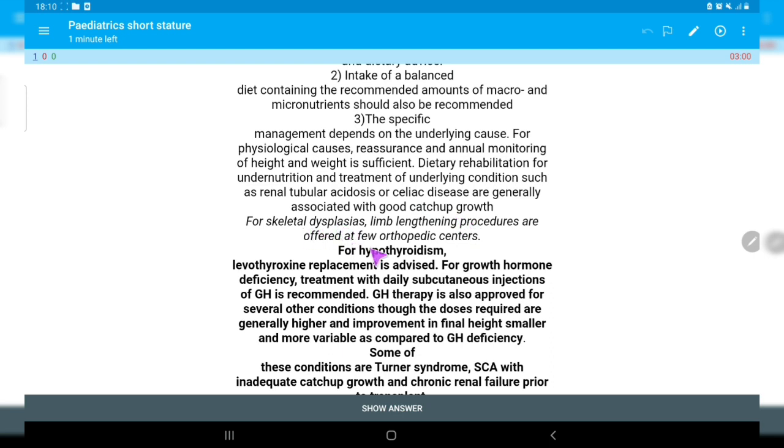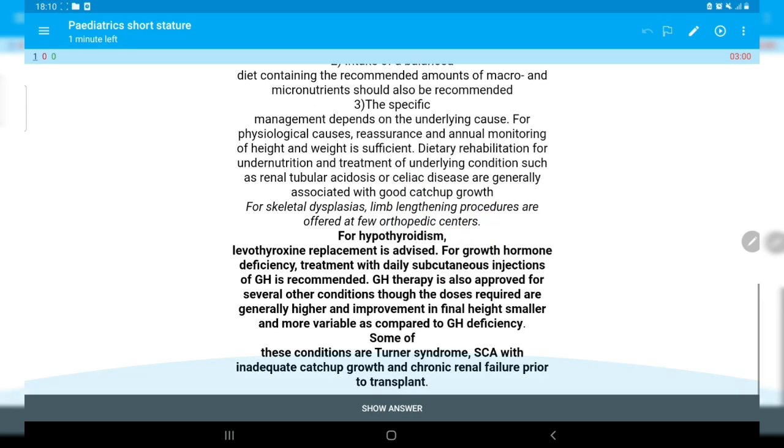For skeletal dysplasia, we do limb lengthening procedures, that is we can do the Ilizarov technique. For hypothyroidism, levothyroxine replacement is advised. For growth hormone deficiency, we can treat with daily subcutaneous injection of growth hormone. Growth hormone therapy is also approved for several other conditions, though the doses required are generally higher, and the improvement in final height is smaller and more variable compared to growth hormone deficiency. Growth hormone is to be given at night time. Some of these conditions are Turner syndrome, small for gestational age with inadequate catch-up growth, and chronic liver disease prior to transplant. So these are the things over here.